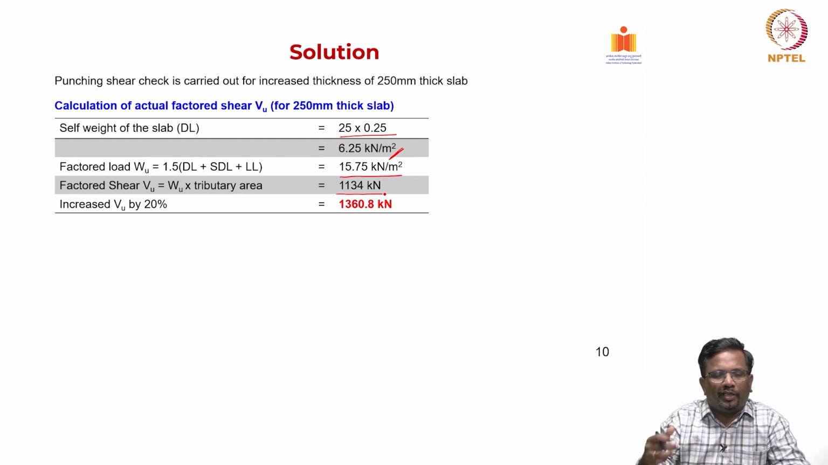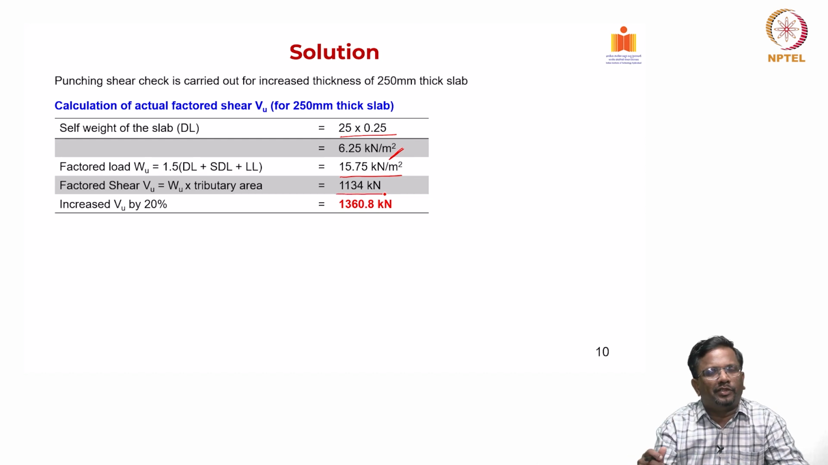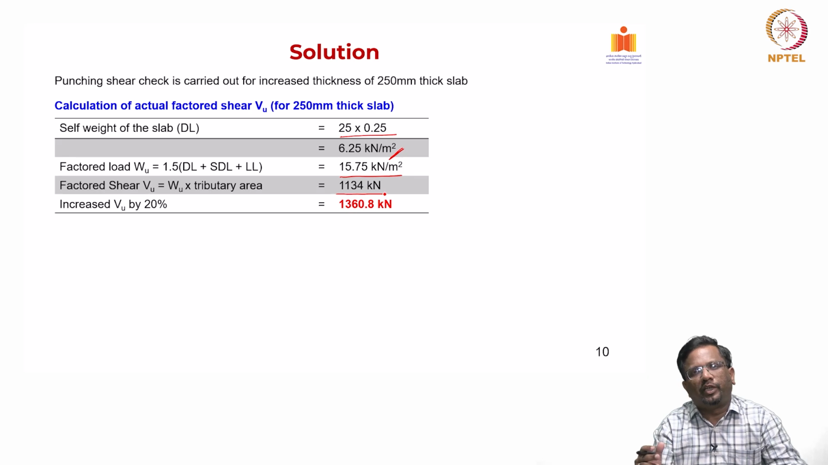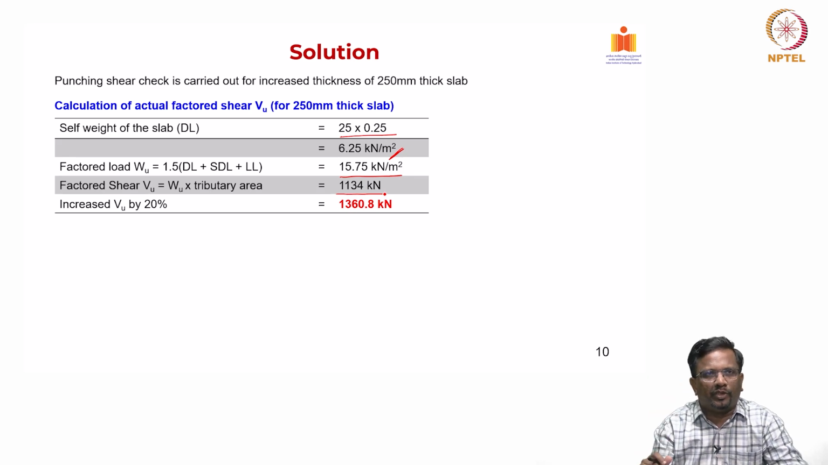So, you can see that increasing the thickness of the slab increases the demand as well, right. That is the reason we try not to over-design the slab, because the self weight is also going to increase.